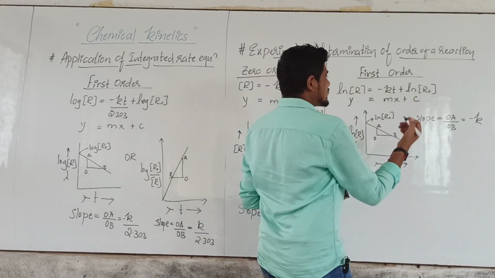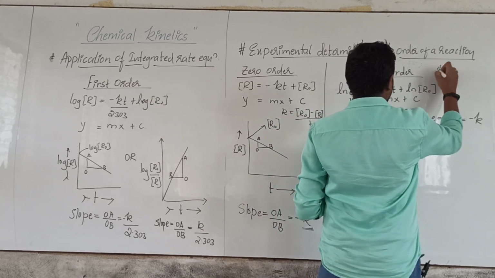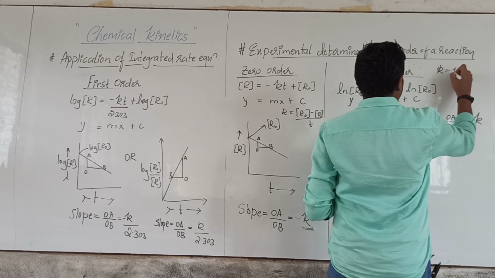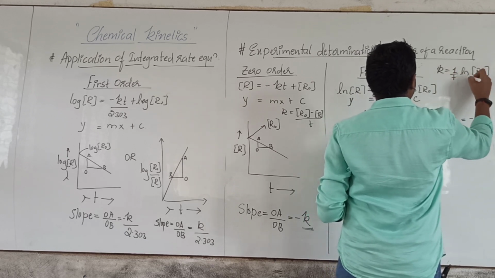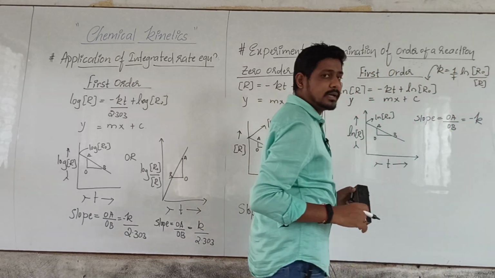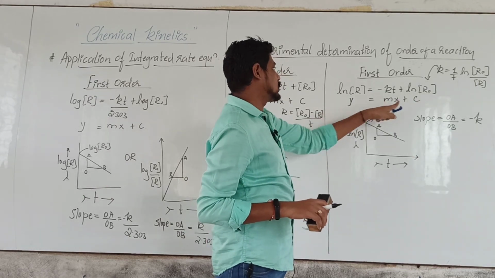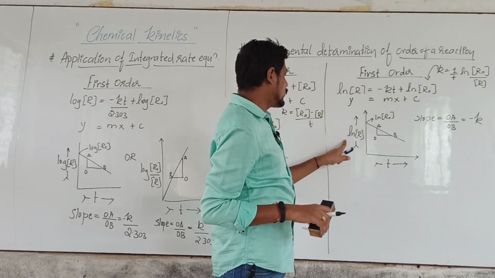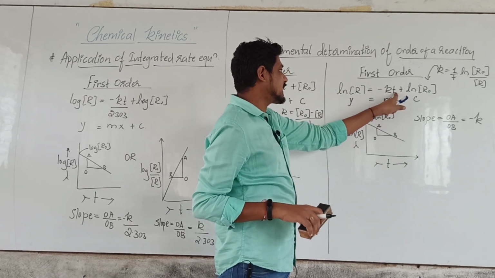Okay, so this equation is k is equal to 1 upon t ln of r naught divided by r, only rewritten in this way. Don't get confused. This is also an equation like y is equal to mx plus c. On our y axis we have ln of r and on the x axis we have taken time.